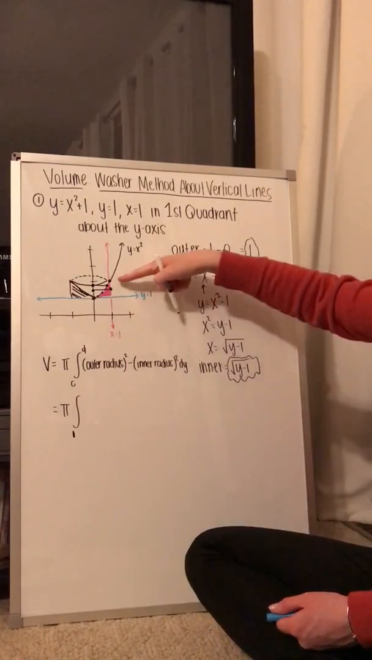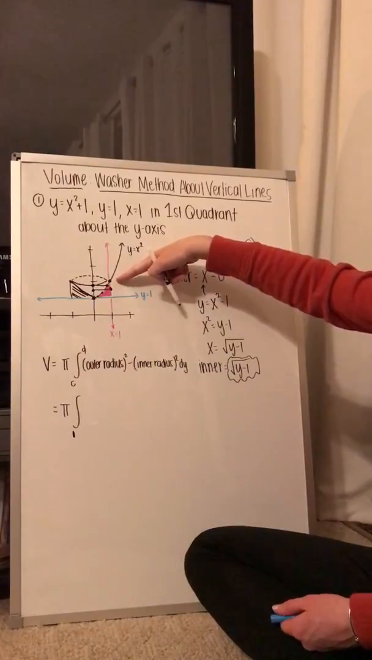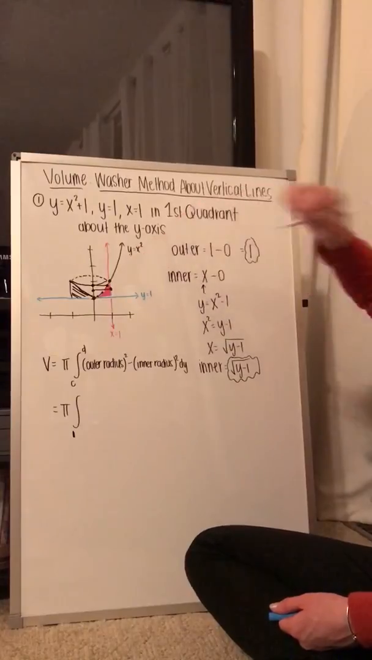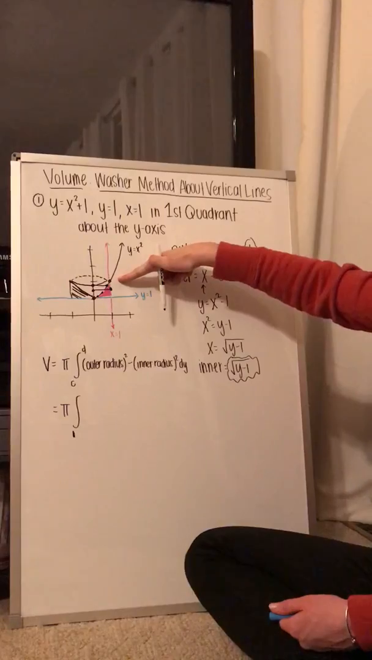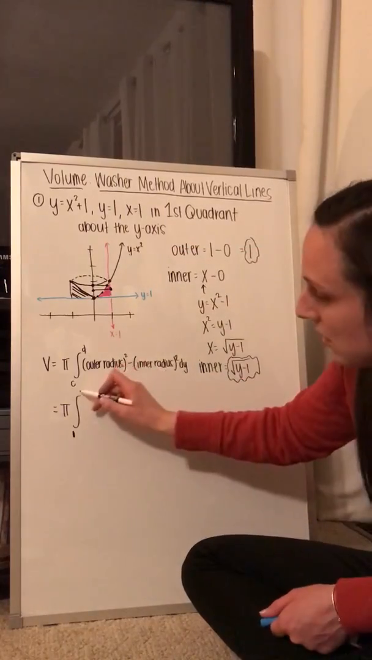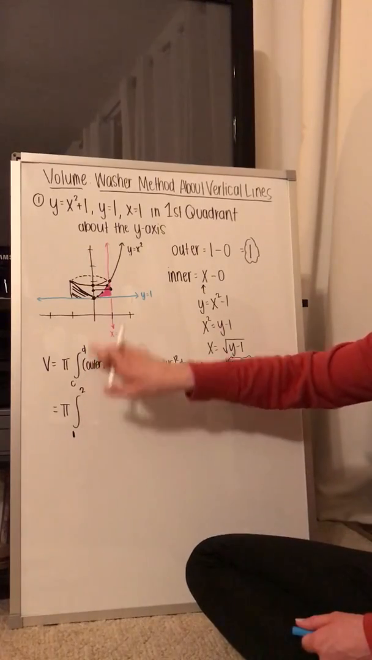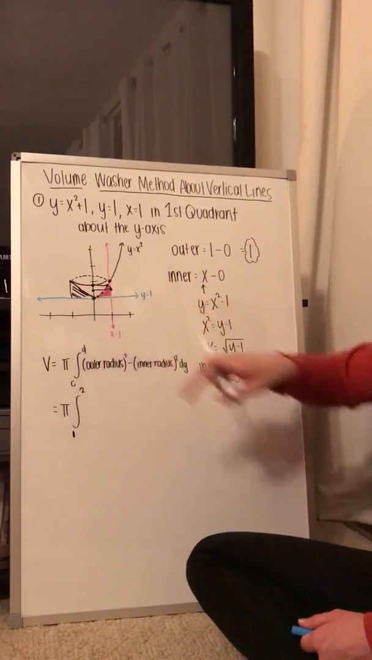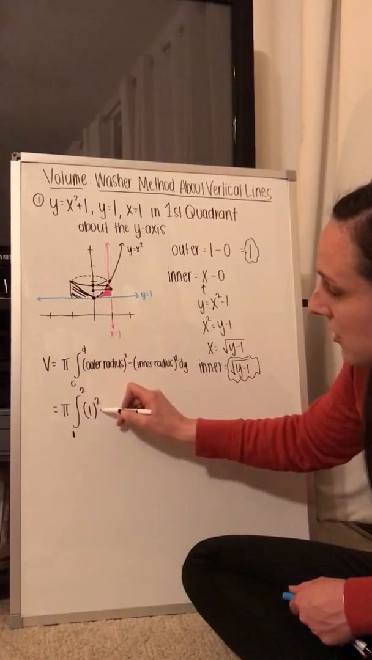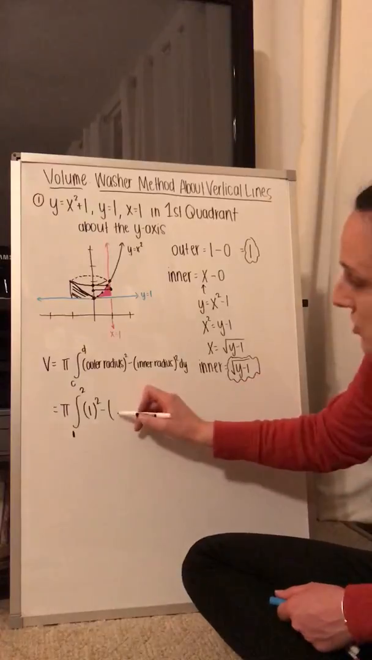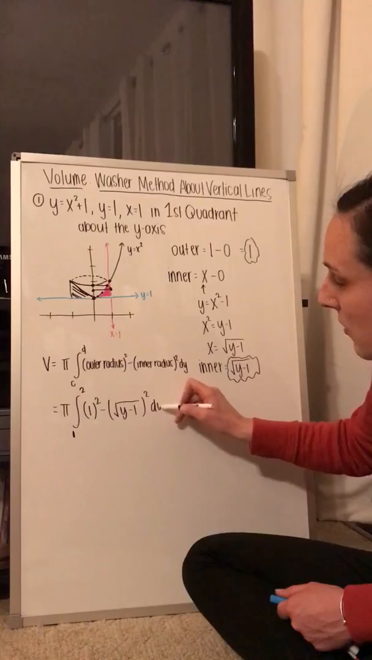And we are integrating up to this y value up here, which, if we think about where x is equal to 1 and x squared is intersecting, that would be, I believe, at the y value of 2. So we're integrating from the y value of 1 to the y value of 2. Again, we can confirm that graphically right here. My outer radius is 1 squared minus my inner radius of the square root of y minus 1 squared dy.